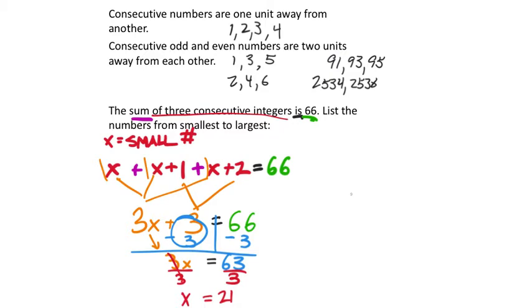So that means, remember, I defined x already. I said x is the smallest number. That means that my smallest number is 21. There we go, 21. So the next consecutive integer would be 22, and then 23.